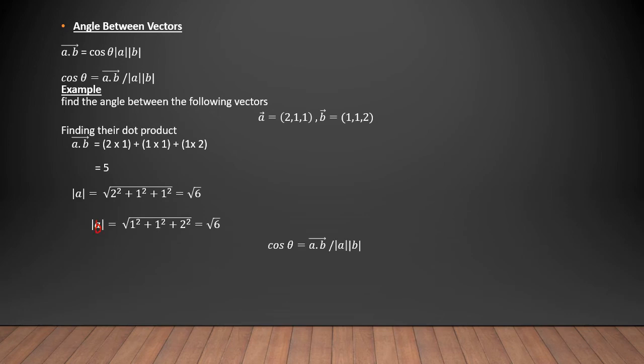Now we apply our formula to find theta, which is simply going to be cos inverse of A dot B all over their magnitudes. The root 6 terms cancel out, and we're left with cos inverse of 5 on 6, which gives us the answer 33.5 degrees. So that is how you proceed. Follow the steps and you're going to see how easy it is.